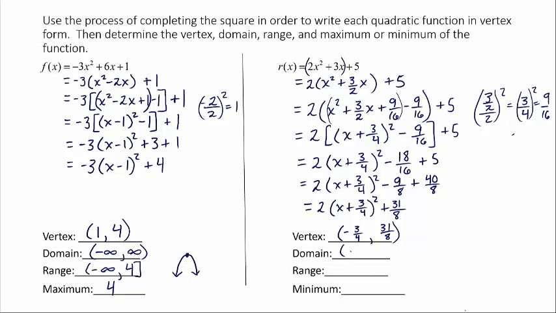The domain is negative infinity to infinity, right, because it's a quadratic. Now the range, the leading coefficient is positive, right, so it opens up, which means it's going to have a minimum, and the range is going to go from 31/8, we're including 31/8, up to positive infinity. And what's the minimum? This has a minimum in this case because it opens up, right? And the minimum y value is 31/8, right? So you kind of take that minimum or maximum value from the range.